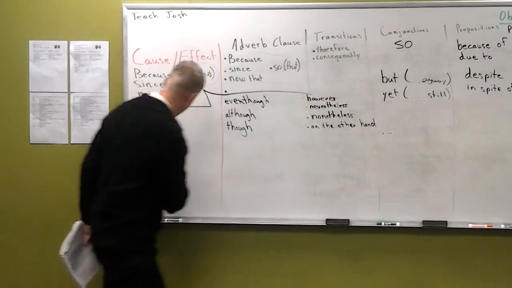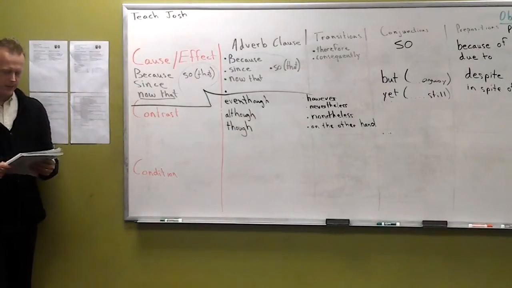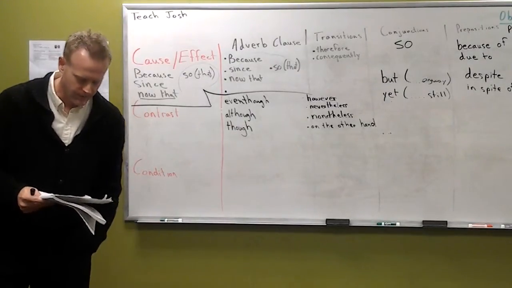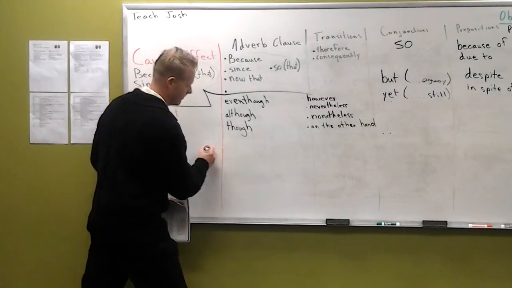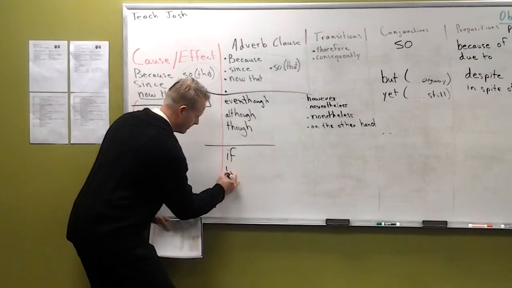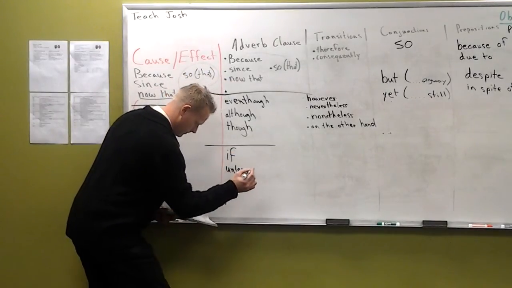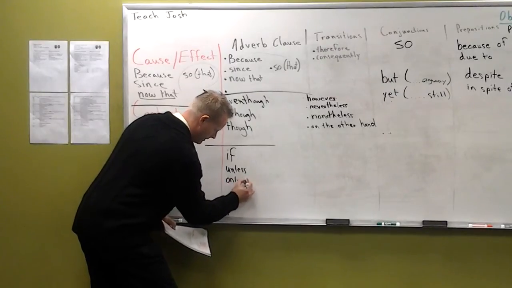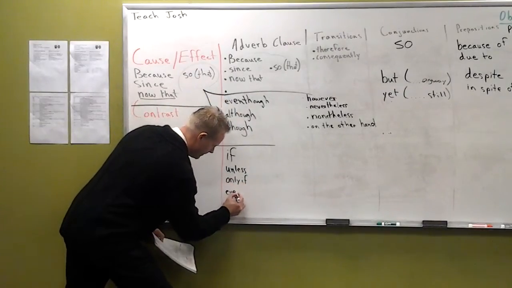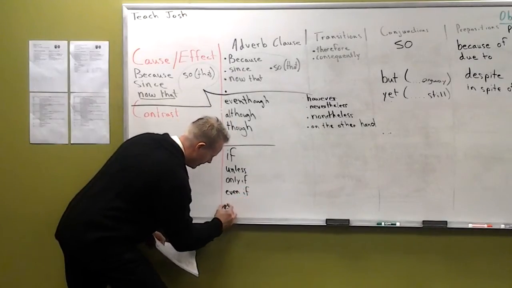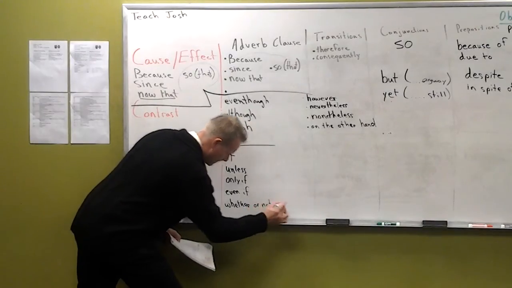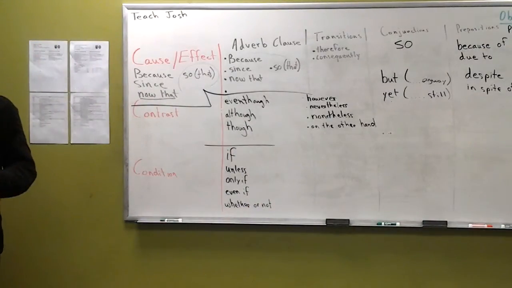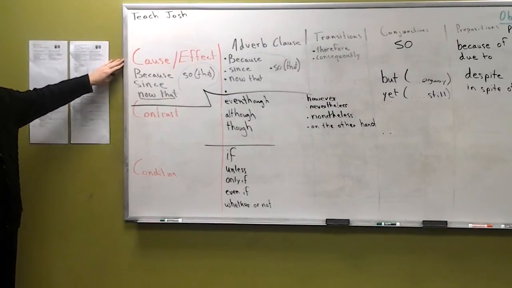So now, let's do the last category, conditions. Let's take a look at this. So you create an adverb clause. You can use any of the words. What are they? If. Unless. Only if. Even if. Whether or not. Nice. And remember, you're creating an adverb clause when you use these. Okay, so the rules are similar. The punctuation rules are similar to cause and effect.